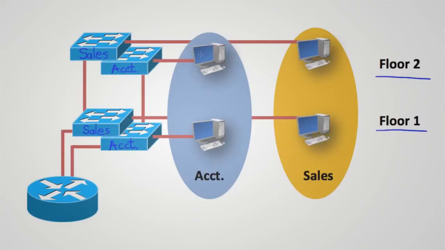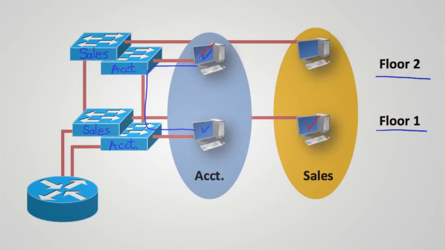If I wanted to talk from this top accounting computer to the bottom accounting computer, I would need to stay on the accounting network, the accounting subnet, the accounting VLAN we're going to be calling it. I would go into my accounting switch, which would go down to another accounting switch, which would go out to the destination computer. If I wanted to talk between this accounting computer and this sales computer, what would happen?